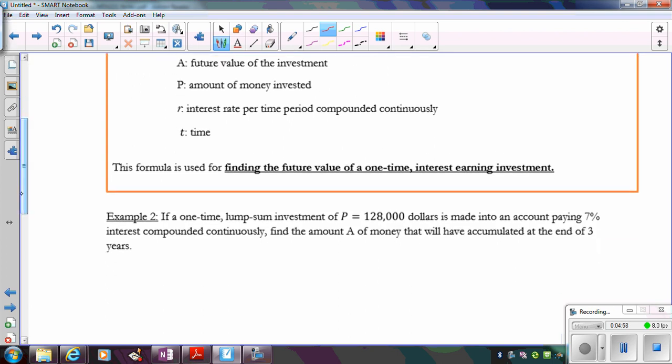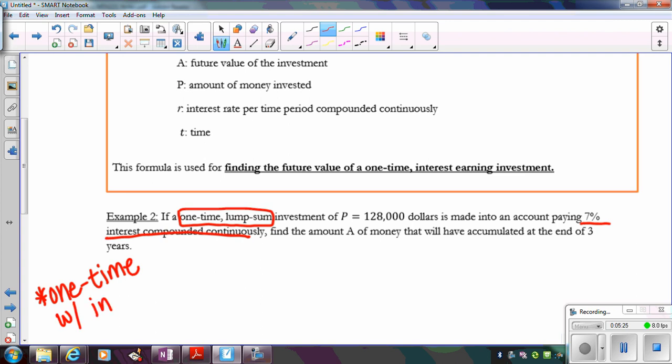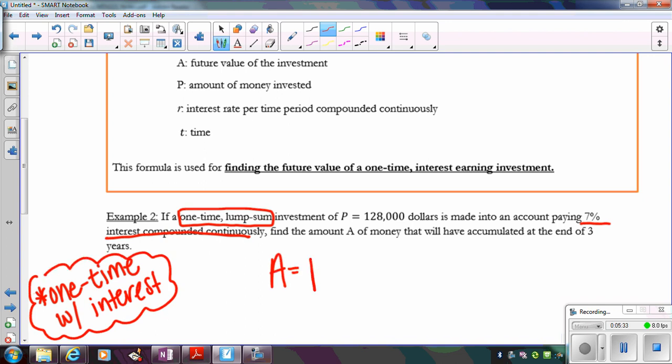And you're going to see a very similar investment. So we're doing $128,000, but the key words here are that it's a one-time lump sum, and it's going into an account that's paying interest. The fact that there's interest tells me I have to consider that, which means I have to use the formula from up above. So this kind of problem I would classify as a one-time investment with interest. So it's not continuous. You're putting money in once. So that indicates we're going to use our PERT formula.